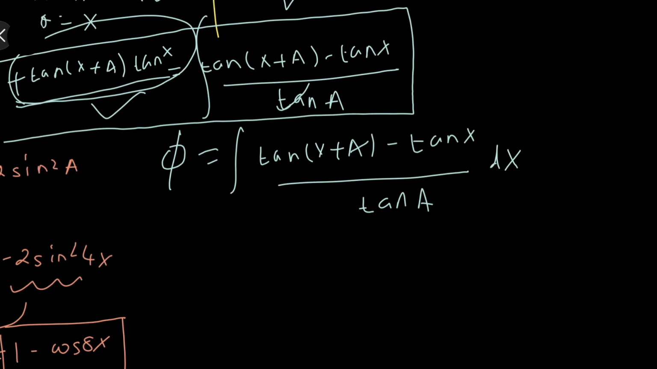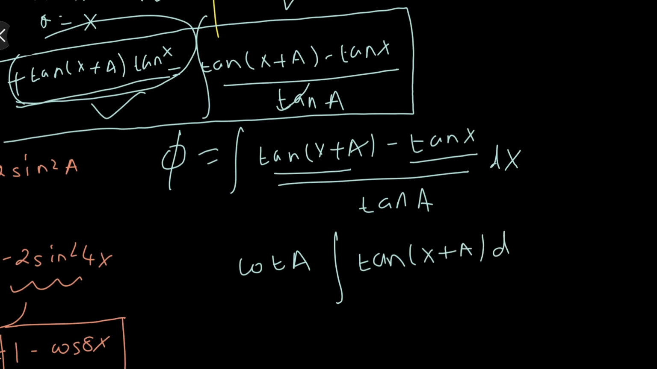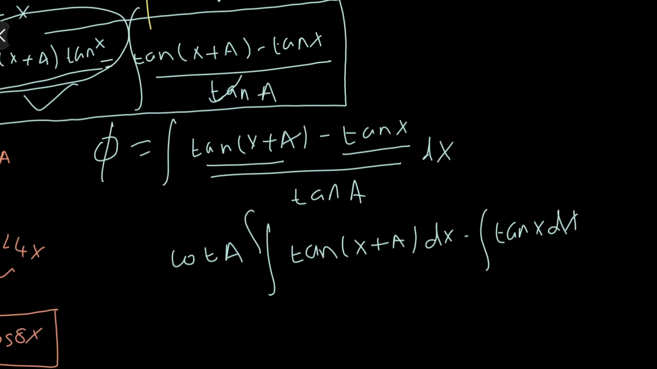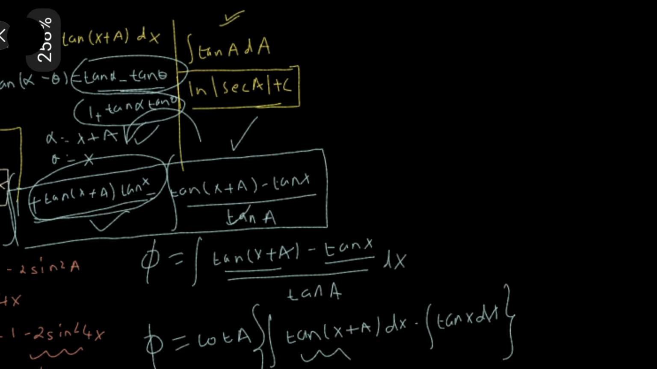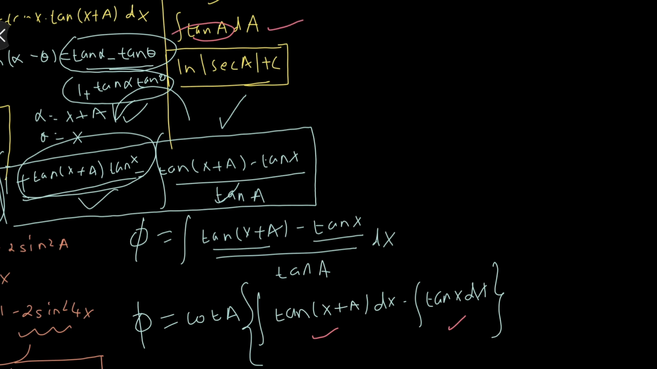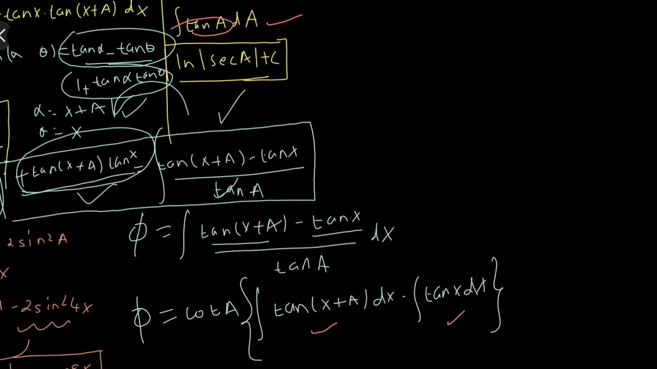Now as tangent of a is a constant, it can be taken out, so we will have 1 upon tangent of a, that is ultimately cot of a, into the integration of this minus the integration of this. So integration of tangent of x plus a dx minus the integration of tangent of x dx, and we have to put the brackets because cot of a is multiplied with both the terms. Now integration of this is very simple, as I showed you. The identity for integration of tangent a with respect to a is natural log of sec of a plus the constant c.